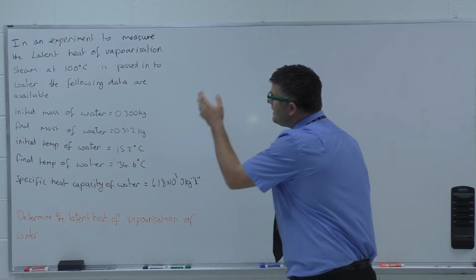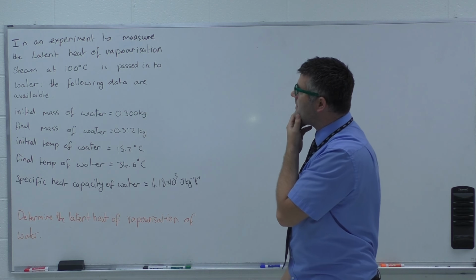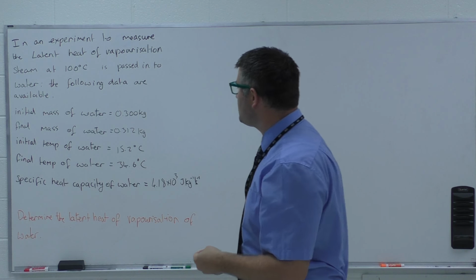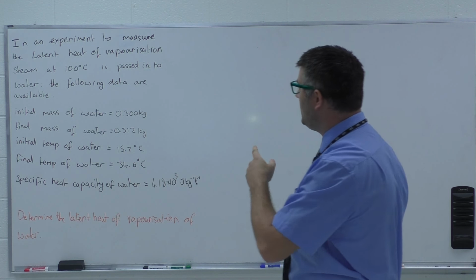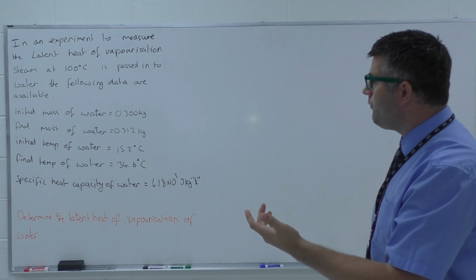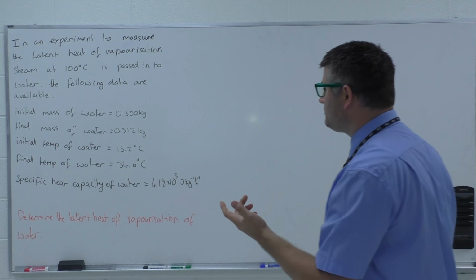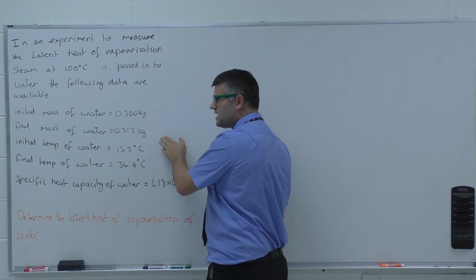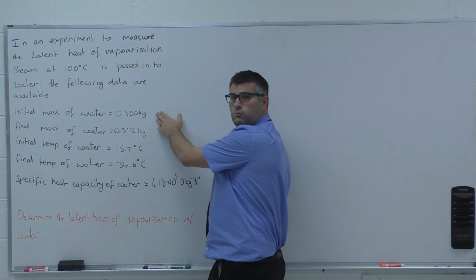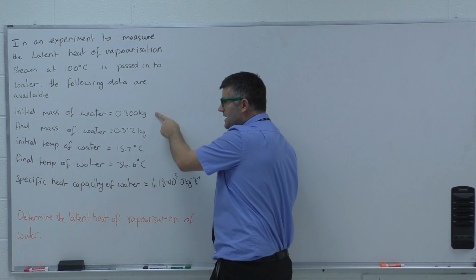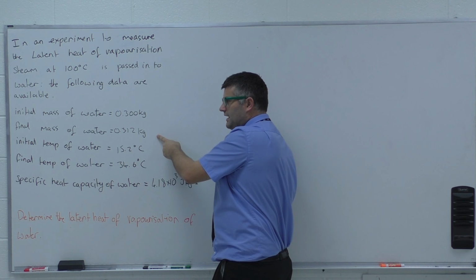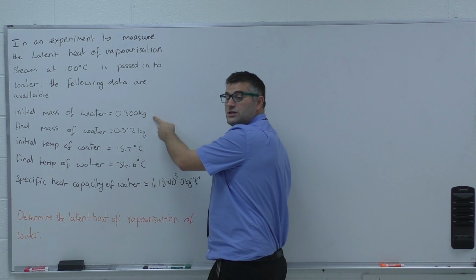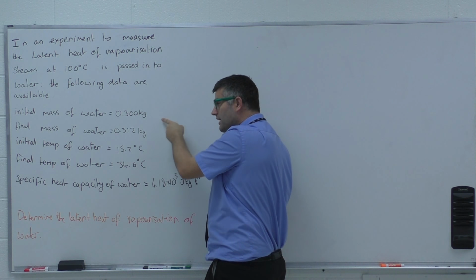So this question is, in an experiment to measure the latent heat of vaporization, steam at 100 degrees Celsius is passed into the water. The following data are available. We've got an initial mass of the water, a final mass of the water. Now, one thing we can tell about this question is that the mass of the water has gone up in this container. So effectively that's telling us that a certain amount of steam has turned into water.